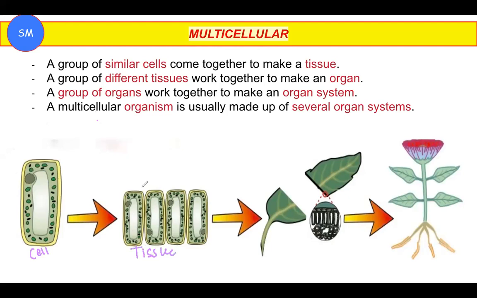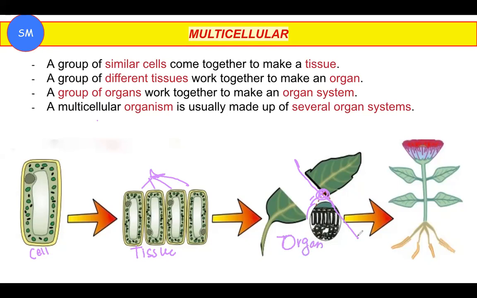So when you see a number of cells combining together, it forms a tissue. What does the tissue do? You see, this way we have cut the leaf, and we are seeing this section of the leaf. You will find this kind of tissues all together. And all the tissues together form what? They form an organ.